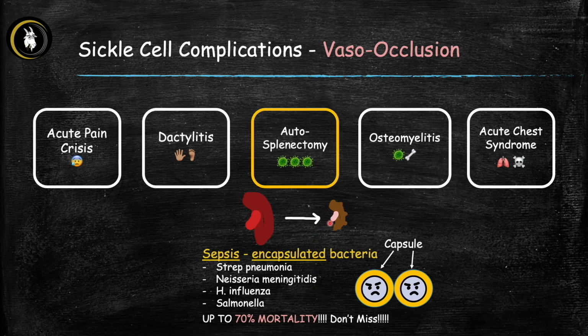The problem is that the spleen has a very important role in filtering bacteria out of blood, especially those bacteria that are encapsulated. So the consequence of this autosplenectomy is we don't have a functioning spleen. So these patients are at much greater risk for developing sepsis from encapsulated bacteria. And the main one to watch out for is Streptococcus pneumoniae, but others include Neisseria meningitidis, Haemophilus influenzae, and Salmonella.